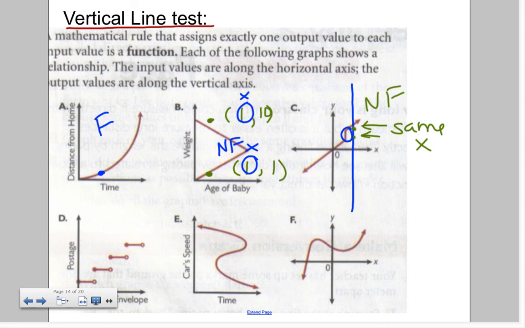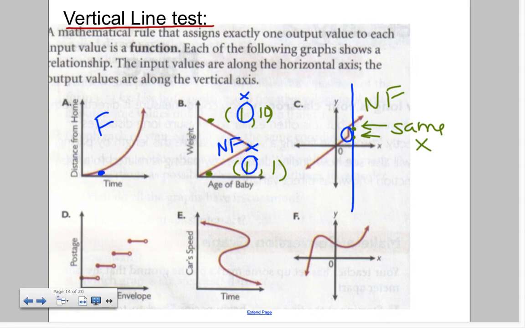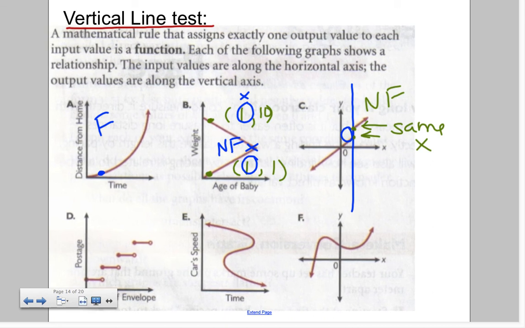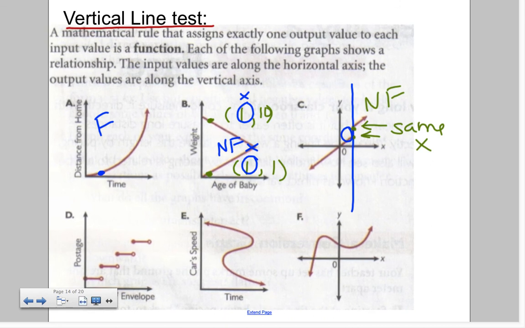Now, I'm going to bring my little thing back up here. There we go. All right. Now, we have right here.